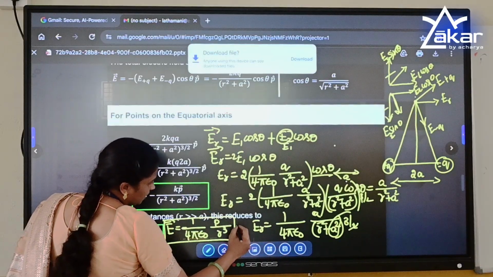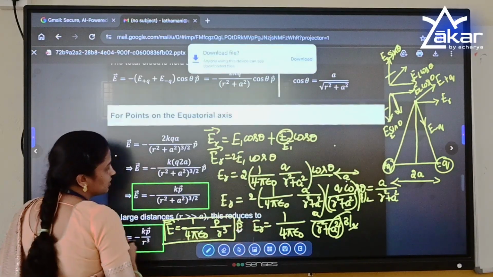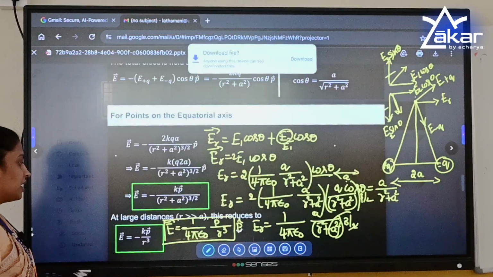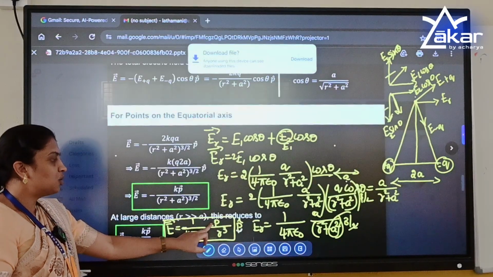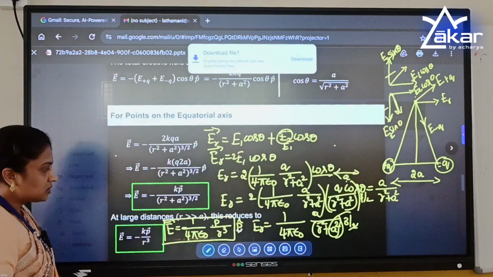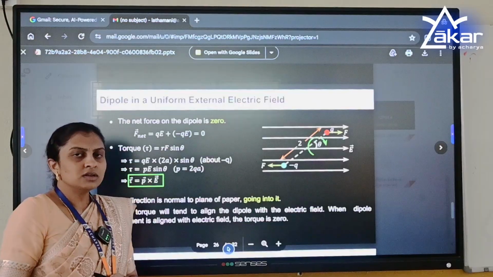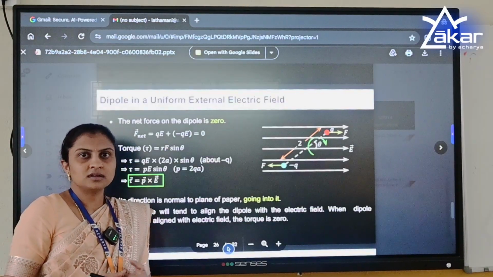For vector form, we have to write the unit vector, that is p cap. So the final expression is E is equal to 1 by 4 pi epsilon naught, p is 2a into q. So this is all about this derivation. In the last class we studied two derivations.